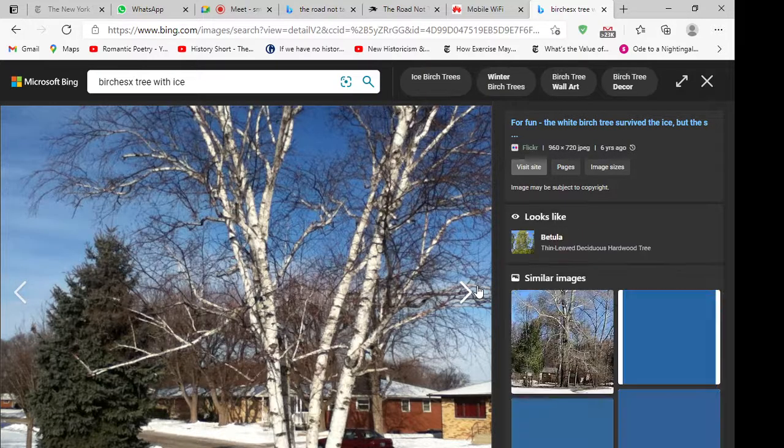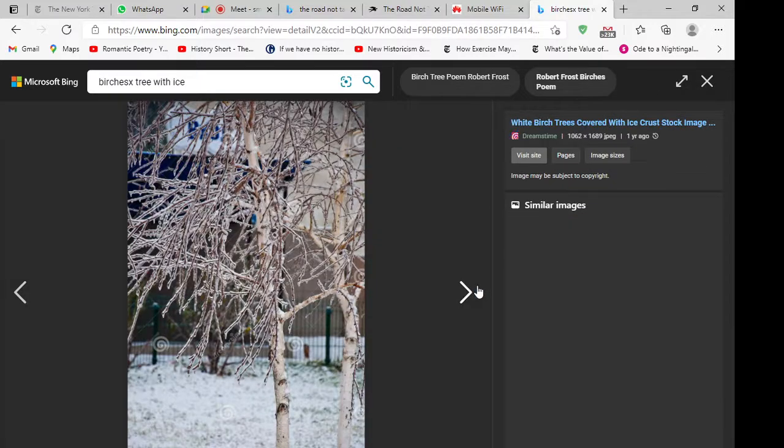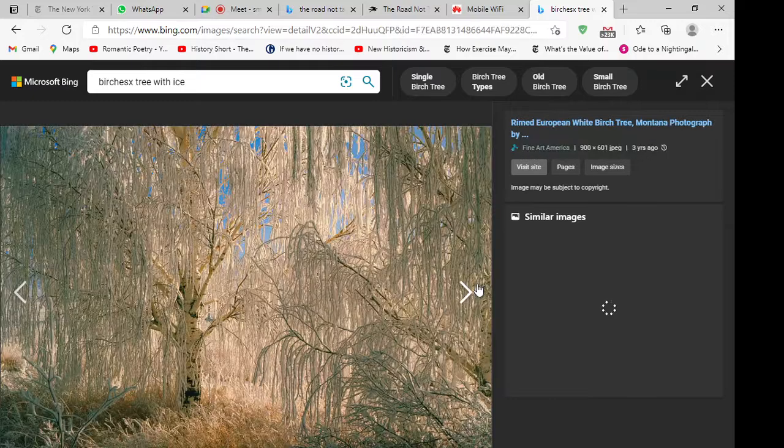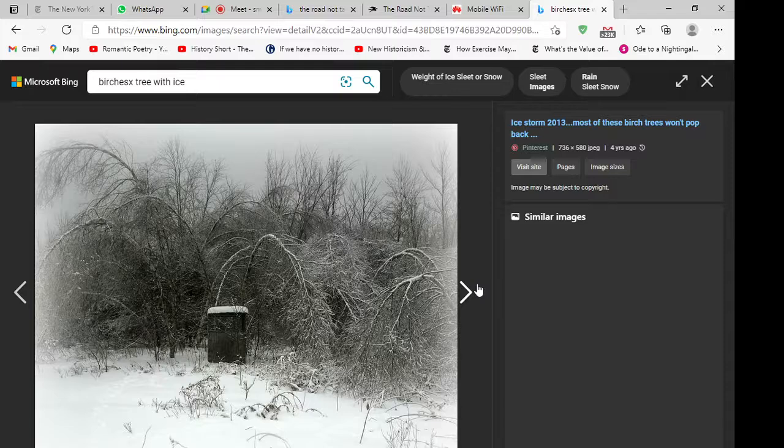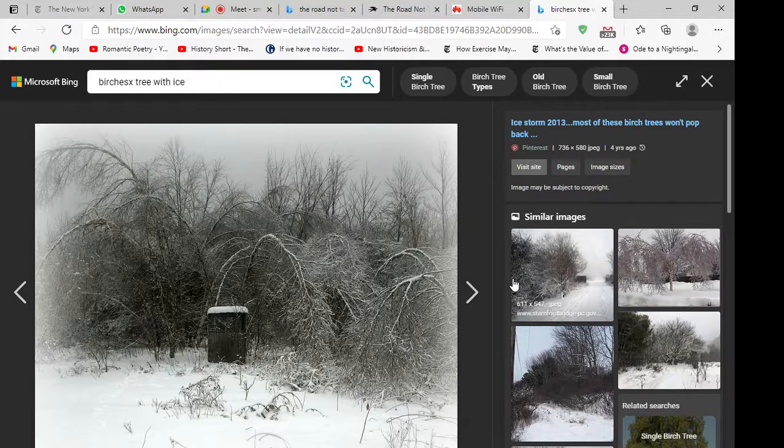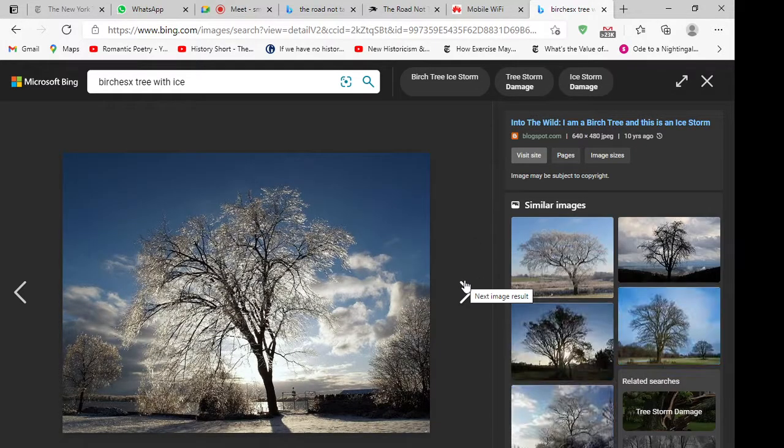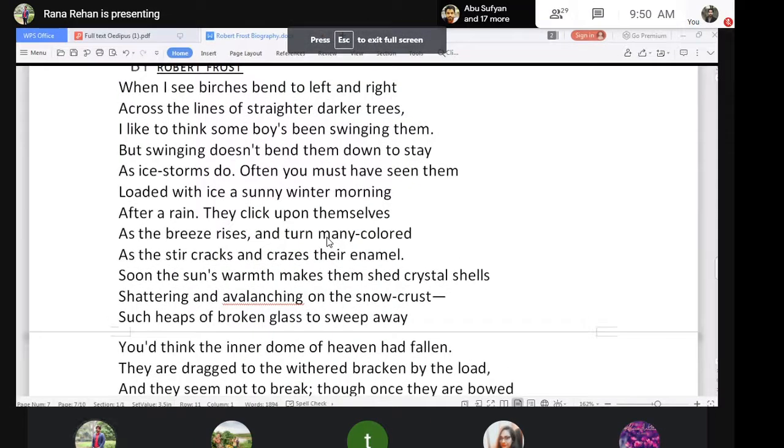Soon the sun's warmth makes them shed crystal shells, shattering and avalanching on the snow crust, such heaps of broken glass to sweep away. What happens? Soon the warmth of the sun makes them shed crystal shells, shattering and avalanching on the snow crust. And now what happens? This is again a strong imagery. You know that the snow will not stay there for any longer unless there is another power of nature, I would say a strong power of nature, when it comes. I'm talking about the sun. When it comes on the scene, what happens with the warmth of the sun?